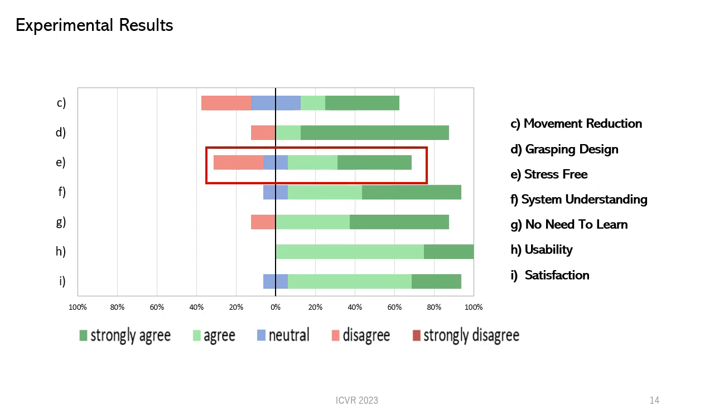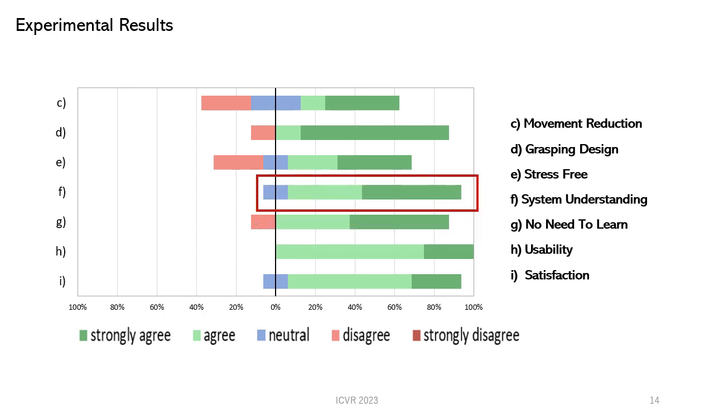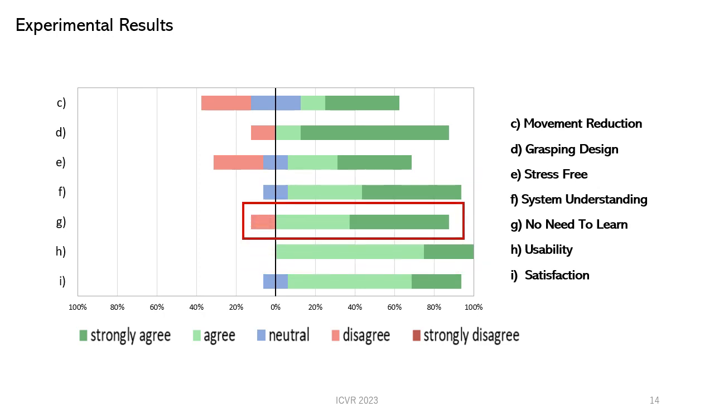Regarding question E, the subjects were divided into 2 groups, those who felt stressed and those who did not. It is believed that the subjects felt stress when viewing multiple screens in a multiple viewpoint system. Regarding question F, 7 out of 8 subjects answered strongly agree or agree, indicating that the system was easy to understand. Regarding question G, 7 out of 8 subjects answered strongly agree or agree, while 1 subject answered disagree.